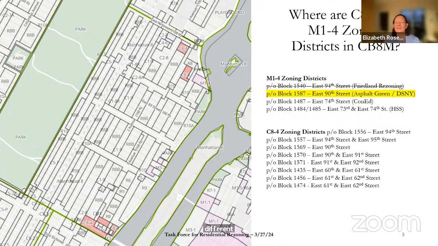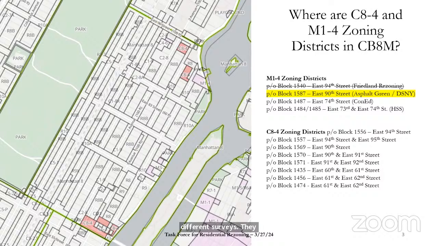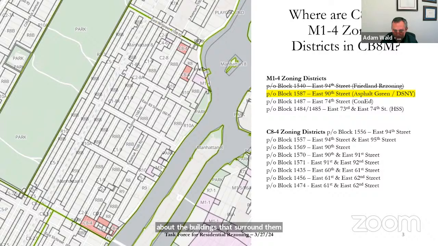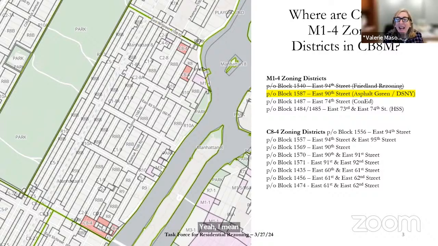They're clusters. But there definitely is some difference in each area about the buildings that surround them. If I may, it could just be one survey with a question focused on different neighborhoods. Like if you want to comment on what you think might be applicable from 60th to 71st Street, or we could choose areas for people to comment on if they wanted to differentiate between neighborhoods or uses or something like that.